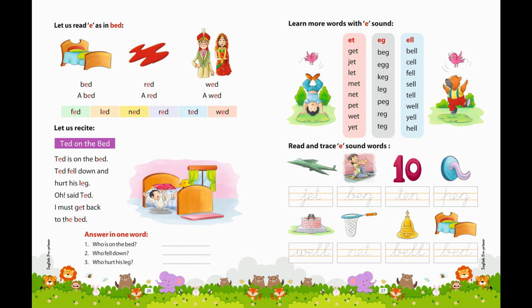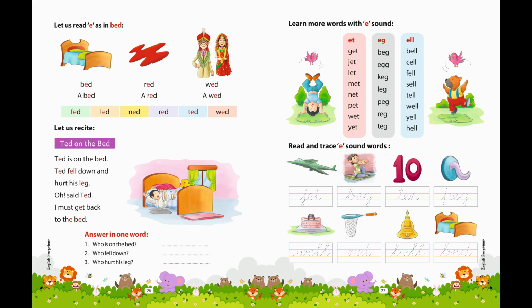Ted on the bed, Ted is on the bed. Ted fell down and hurt his leg. Oh, said Ted, I must get back to the bed. Now you try. Who is on the bed? Who fell? Who hurt his leg?